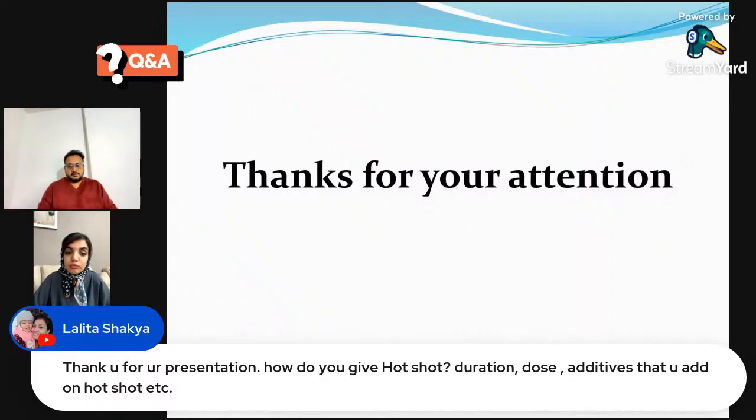So usually what do you add in the hot shot, and what is the temperature you maintain for hot shot? Is there any specific temperature? 37 degrees centigrade. I say it in my presentation, because actually we want to wash out the acidic metabolite. So we increase the temperature to increase the metabolism of the cell.